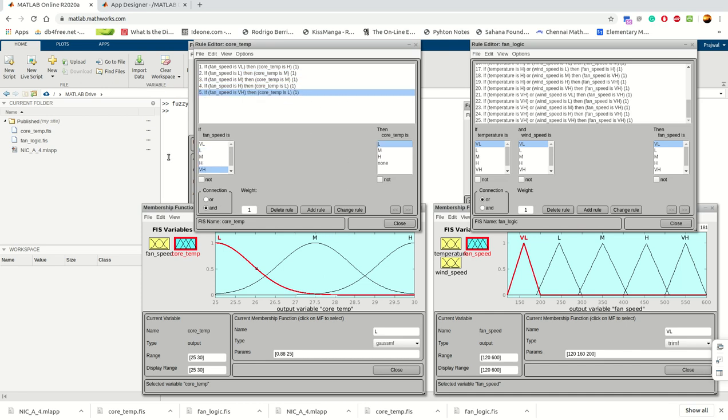That's what it is. After that I have saved these two logics under the names fan logic and core temperature logic. Fan logic gives us the fan speed, and core temperature logic gives us the core temperature of this telescope.